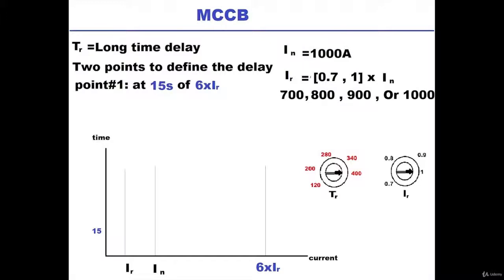So the first coordinate is 6 times IR, and the second coordinate will vary from one manufacturer to the other. In this example, it's taken at 15 seconds.